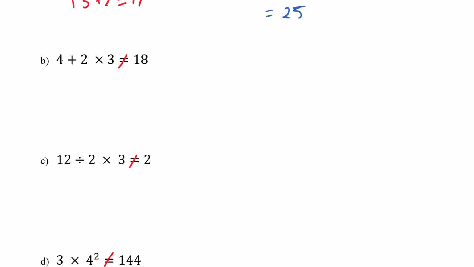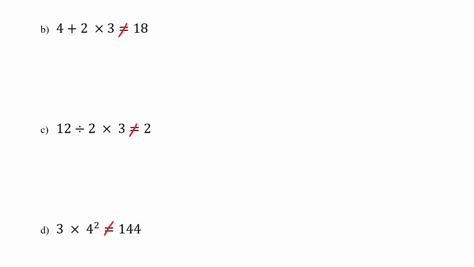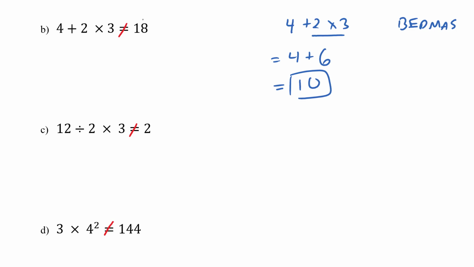Let's try the next one now. We have 4 plus 2 times 3. I'm going to write the word BEDMAS here once again. And when we do that, we just must do multiplication first. 2 times 3 is 6, and then 4 plus 6 gives us 10 as our answer. And you can see 10 and 18 are not the same number. Something obviously went wrong. We did multiplication first.